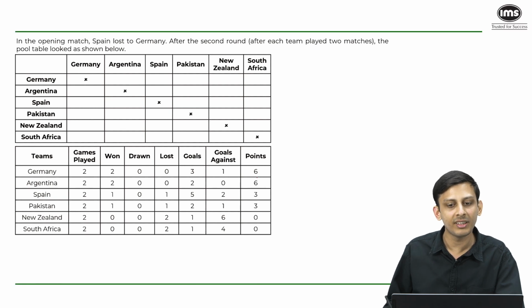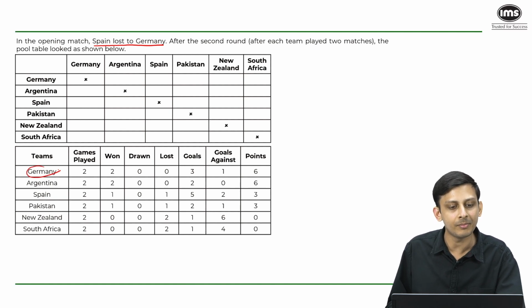Now we'll have to explore this. So how do we begin? Should we just look at the data in the table? A better way to get a starting point is to look at this extra information that in the opening match, which is the first round match, Spain lost to Germany. This is something extra for Spain and Germany. So let us start off with these countries.